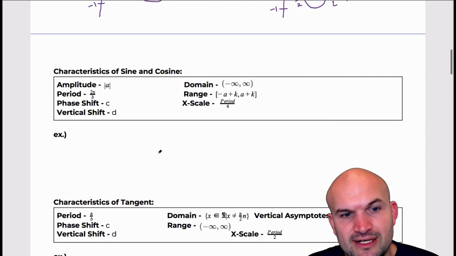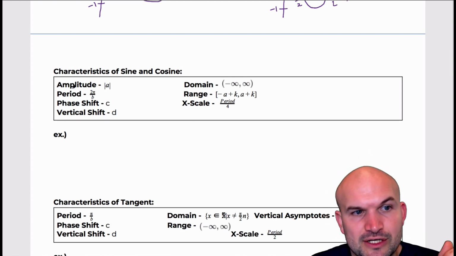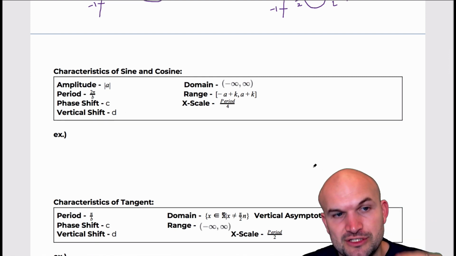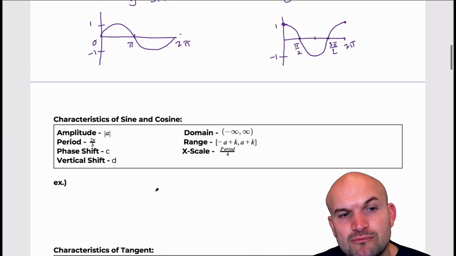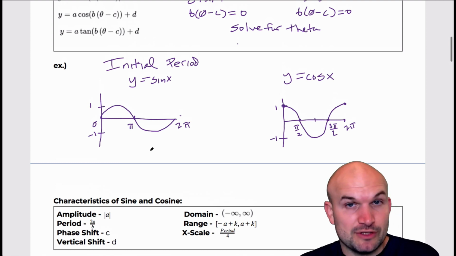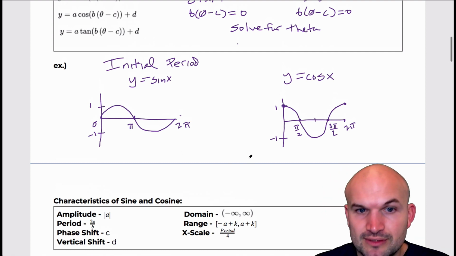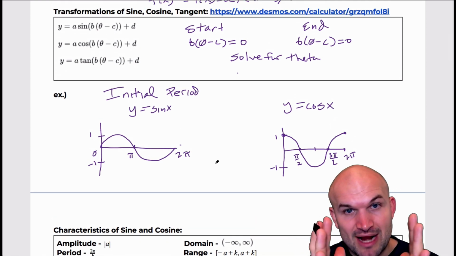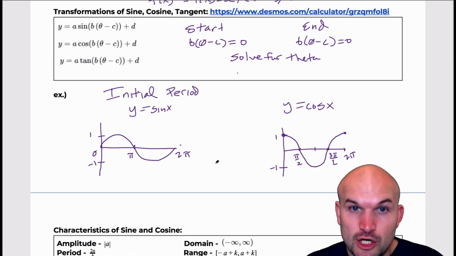But before I cover that, I want to talk a little bit more about the characteristics of sine and cosine. Obviously we have an amplitude, and the amplitude is the half distance from the max to the minimum values. The easy way to find the amplitude is the absolute value of A. The period represents how long it takes the graph to repeat itself, so that's why we call this the initial period. After the function has gone around the unit circle, it's going to start repeating, so our initial period is 2 pi. However, if we horizontally compress or horizontally stretch that graph, the period is either going to be elongated or condensed.